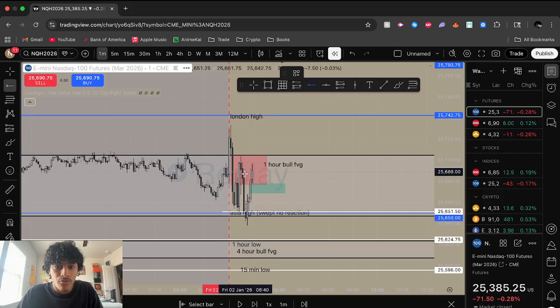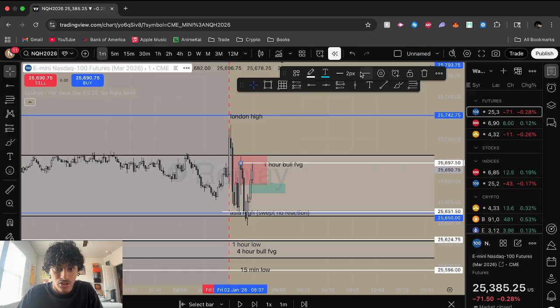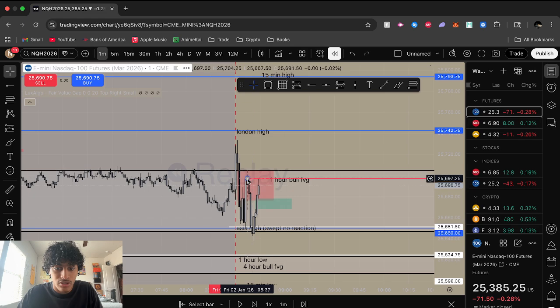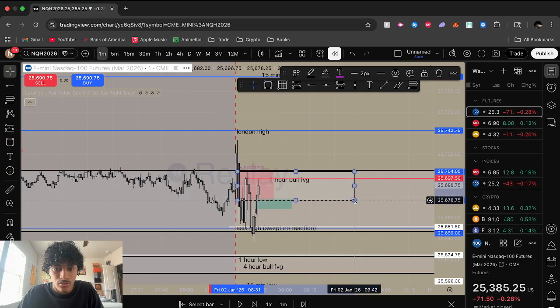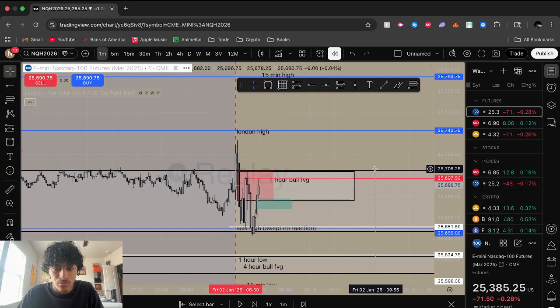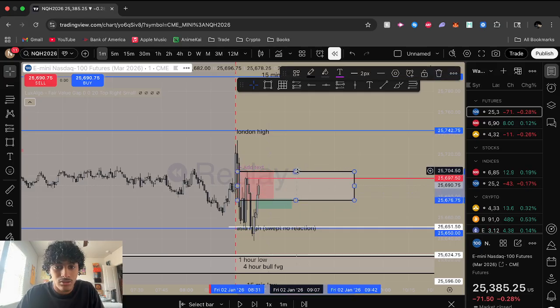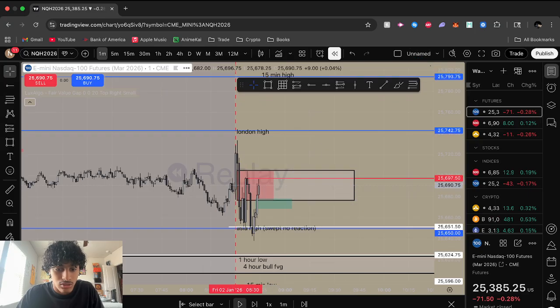Now, what am I waiting for? I'm waiting for an inversion with a break of structure, right? So our break of structure point is right there, and our invalidation point is right here. This fair value gap, don't pay attention to this bullish fair value gap. That's what I want to see: a close above here so that I could really enter. Right? Alright, so let's keep playing.